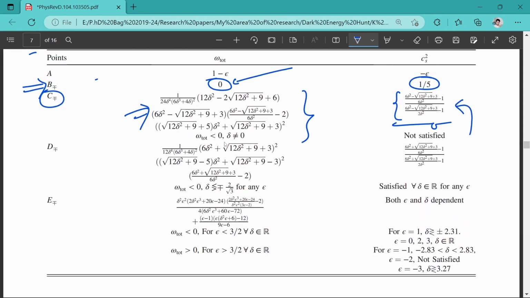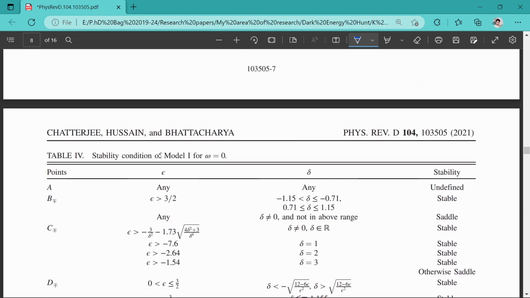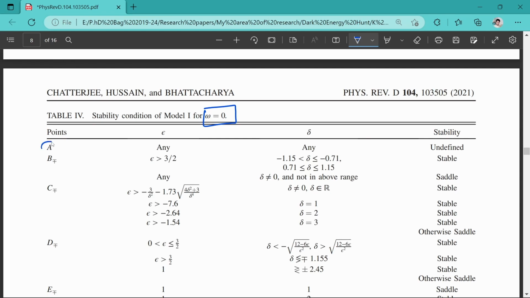So I have defined here that if delta is not 0, then omega total can be negative. How much it is negative we will see in the phase space plot. Now here we have used the stability condition for omega equal to 0, and for these points we have found the stability conditions. For point A, epsilon could be anything and delta could be anything, it becomes undefined. It means that we cannot define the stability corresponding to this point. Now for B, if epsilon is greater than 3 by 2 and delta must follow this constraint, then there is a little window for it to become stable, otherwise it will become a saddle point.